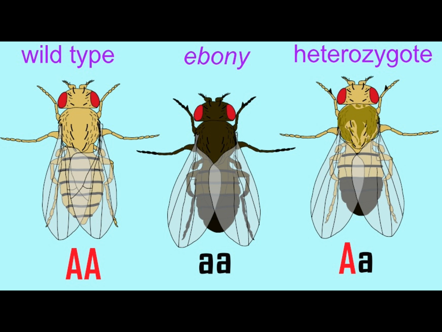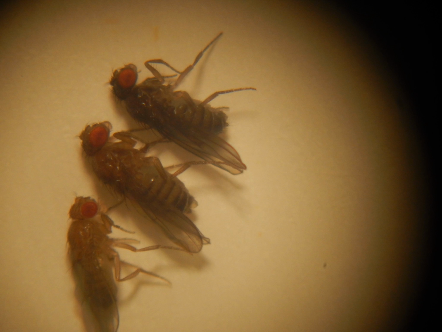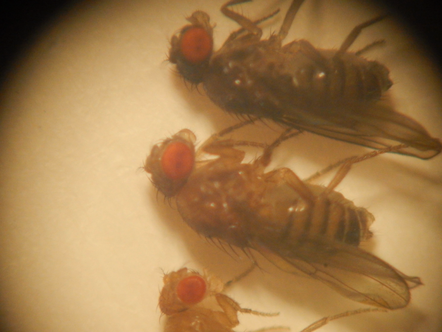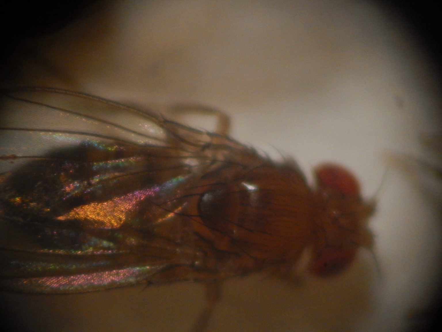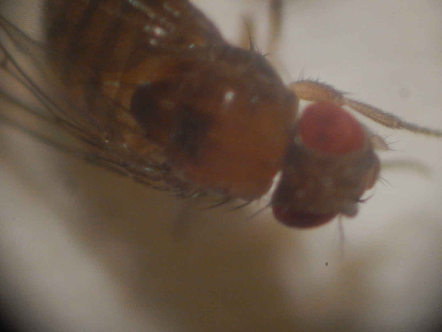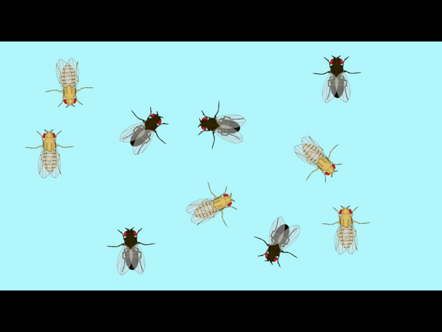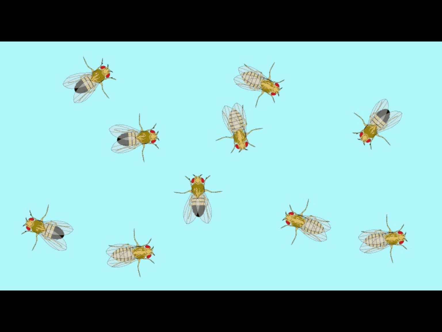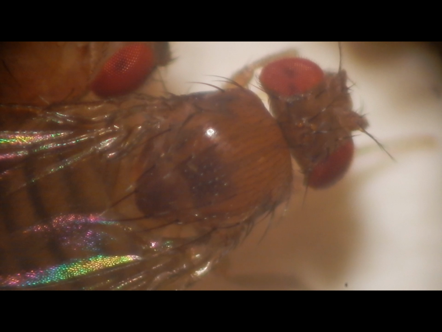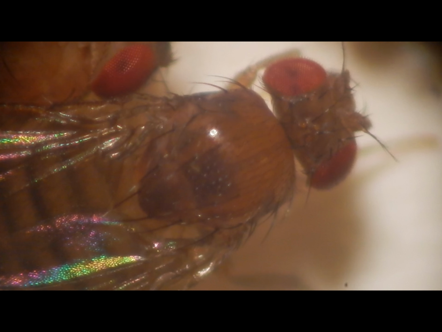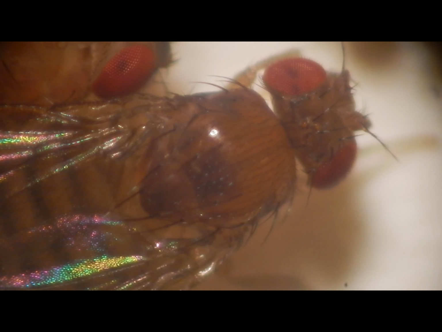This mutant phenotype is incompletely dominant in that heterozygotes have a pigmentation which is intermediate between the pigmentation of the wild type and homozygous mutant conditions. So for example, in a cross in which all of the males were ebony and all of the females were wild type, the next generation would have all heterozygous individuals whose pigmentation was intermediate between the wild type and ebony colorations.